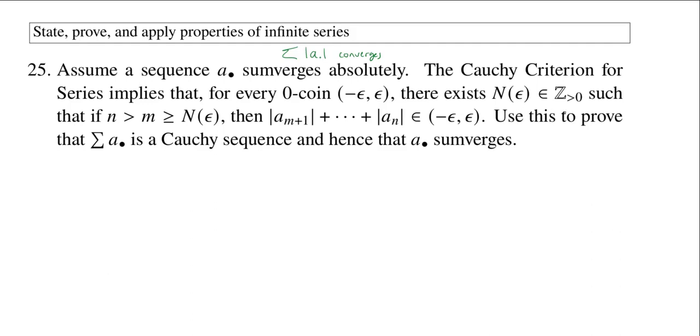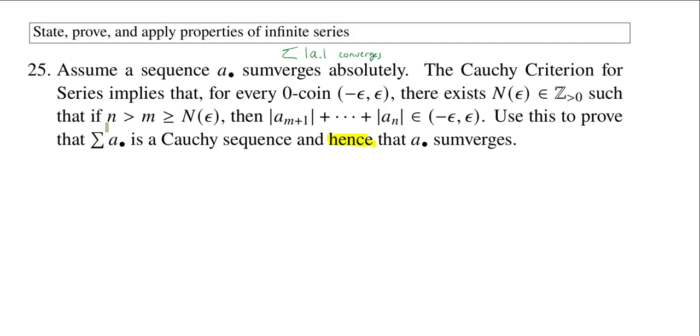there exists an N of epsilon positive such that, okay, if we go into that tail, then the sum of the absolute values of the terms of a starting past m but all the way up through n lies in this zero-neighborhood of radius epsilon. Okay, so that's what the Cauchy criterion gives us. Use this to prove that the sum sequence for a dot is a Cauchy sequence, and hence that a dot converges. Well, let's handle this hence part first.